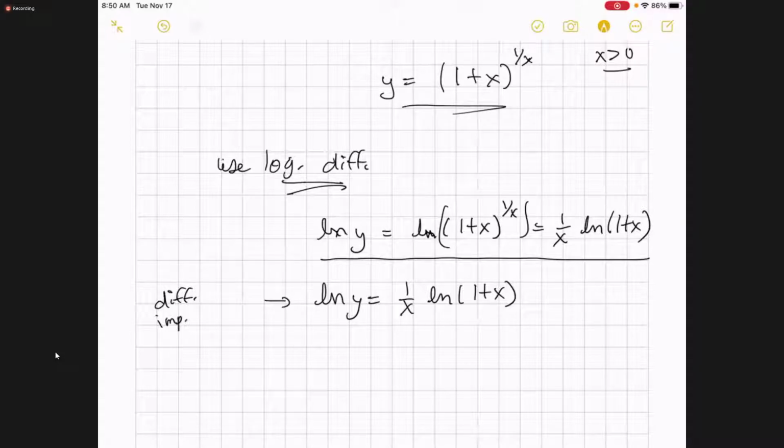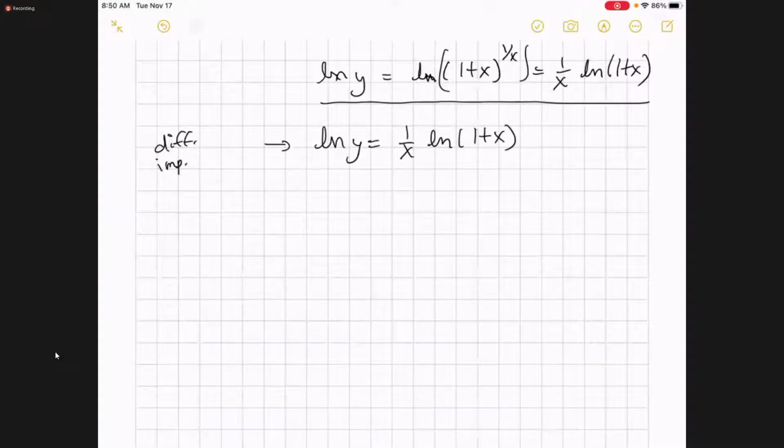Okay, and now I differentiate implicitly. So the derivative of ln of y, y is a function, remember. So it's not just 1 over y, it's 1 over y times y prime. And then the other side, well, why don't I write that as x to the minus 1 times ln of 1 plus x.